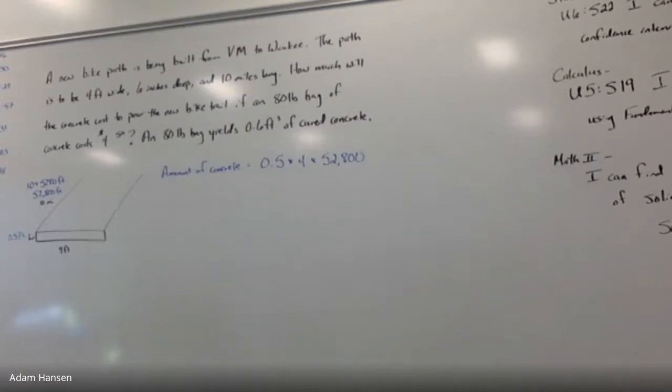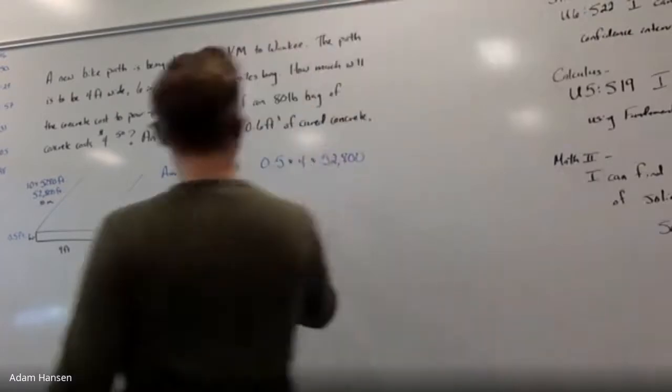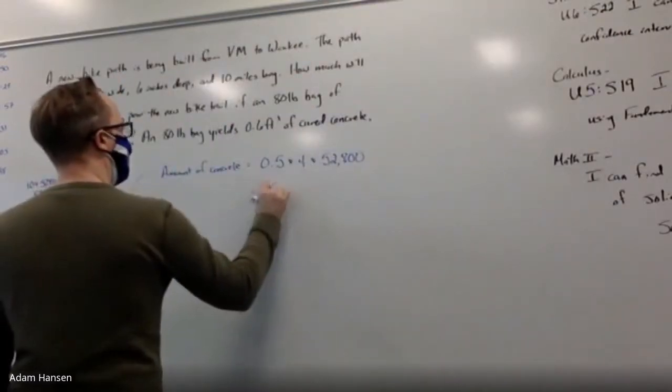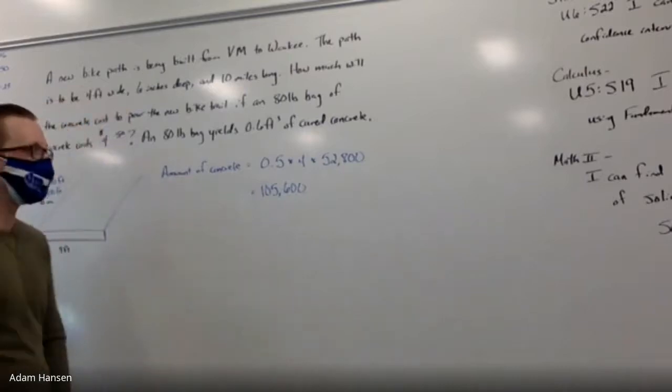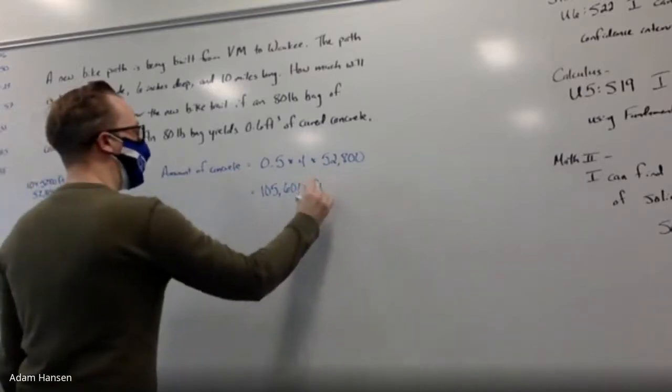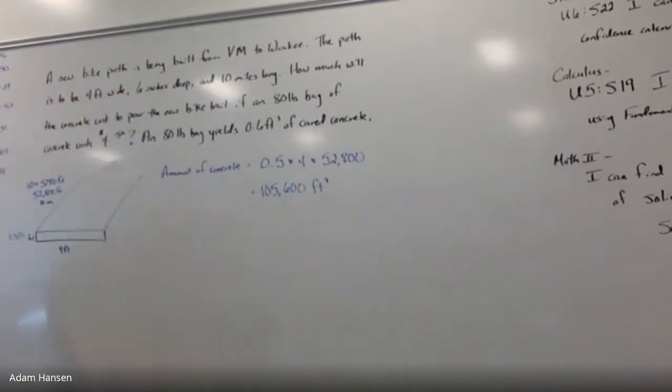And that would be measured in what units? Cubic feet. To make this bike path happen, we need to buy enough concrete to fill 105,600 cubic feet.